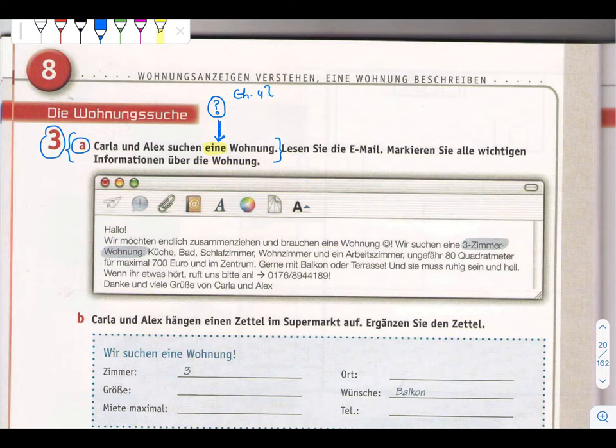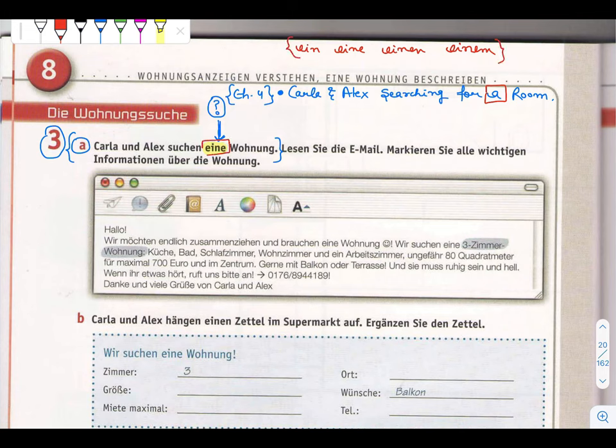In chapter 4, I explained this to you. I will write this sentence in English. Carla and Alex searching for a room. Now, in the German language, we don't know what will come here, which form of ein. Ein will come, eine will come, einen will come, einem will come, and so on. So my question is, why here? How did this eine come here?